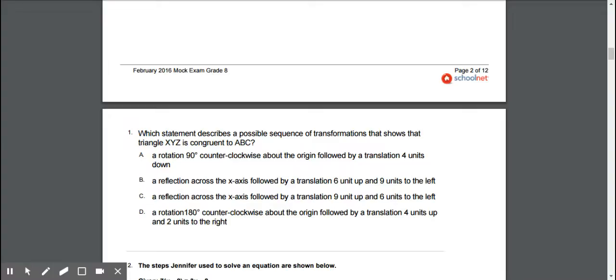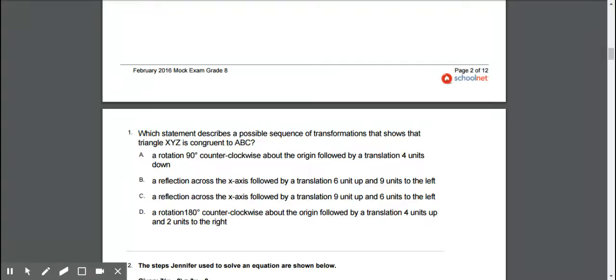A, rotation 90 degrees counterclockwise about the origin followed by a translation 4 units down. B, a reflection across the x-axis followed by a translation 6 units down and 6 units to the left.